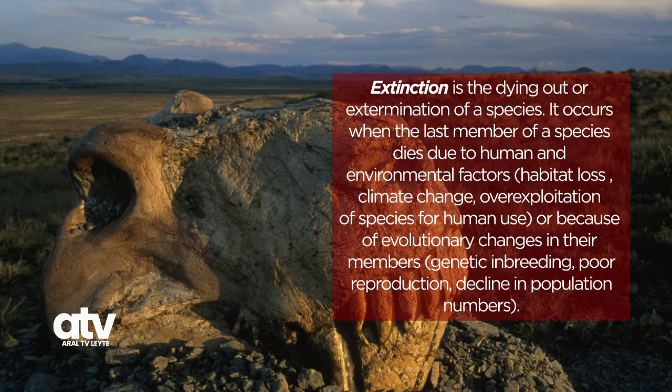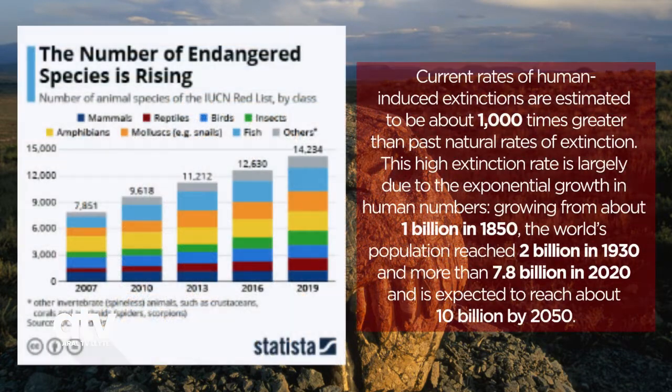Extinction is the dying out or extermination of a species. It occurs when the last member of a species dies due to human and environmental factors, or because of evolutionary changes in their members. Indeed, current rates of human-induced extinctions are estimated to be about 1,000 times greater than past natural rates of extinction. This high extinction rate is largely due to the exponential growth in human numbers.